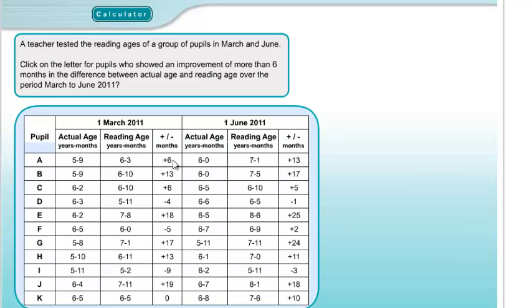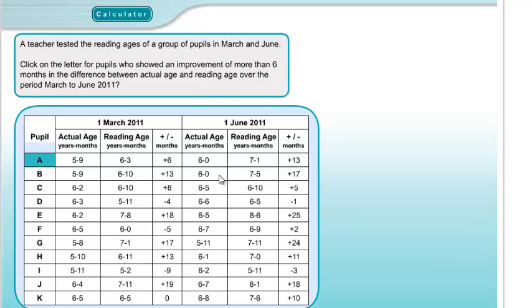If we take them one at a time, the difference for pupil A was a +6 difference, and he improved to a +13 difference. So that's an improvement of 7 months. That one is more than 6 months, and we'd say, yep, that meets the criteria, and he improved by more than 6 months. We have to go through this same process for all of the remaining pupils, only clicking on the letters where they had more than a 6-month difference.